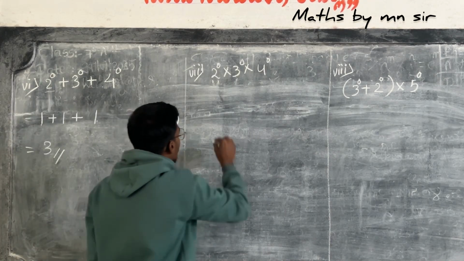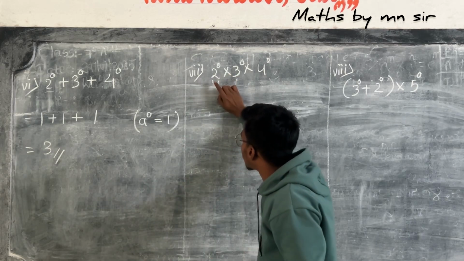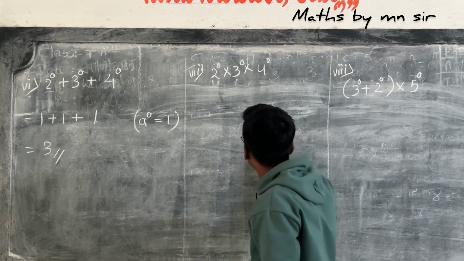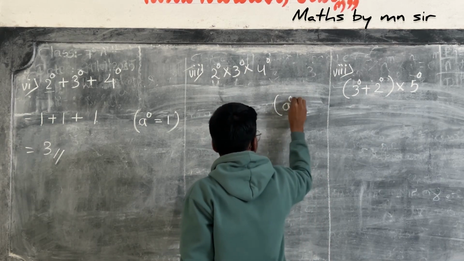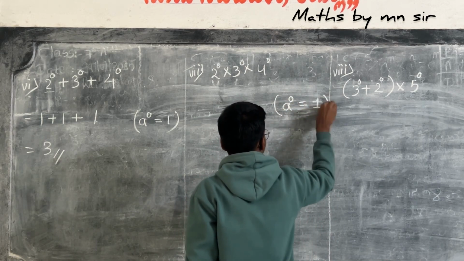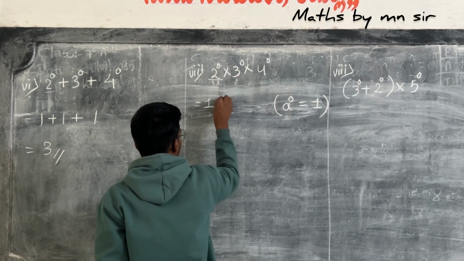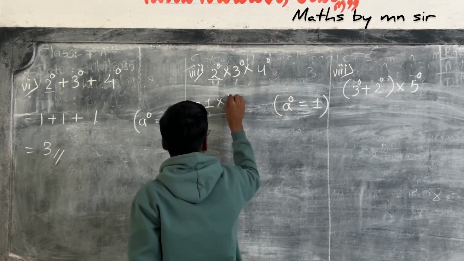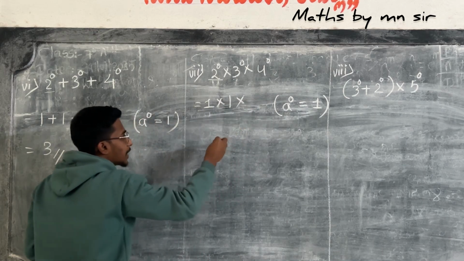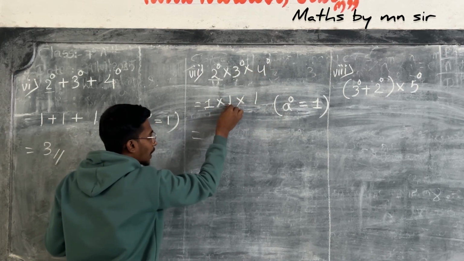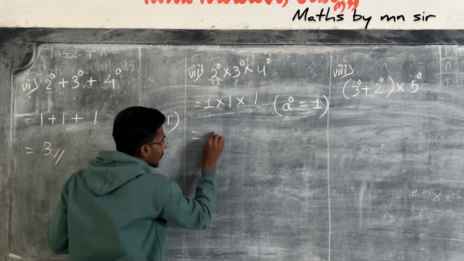Come to the next question. Again you can see it is in the form of a to the power 0. A to the power 0 and a to the power 0. Apply that identity here. A to the power 0 is 1. In the place of 2 to the power 0, I have to write 1. In the place of 3 to the power 0, write 1. In the place of 4 to the power 0, write 1. 1 into 1 is 1. Again 1 into 1 is 1.